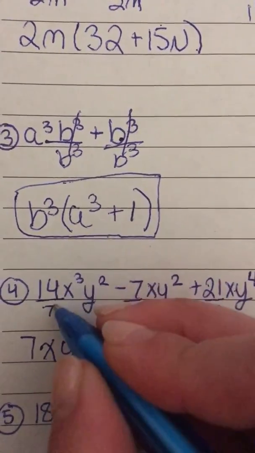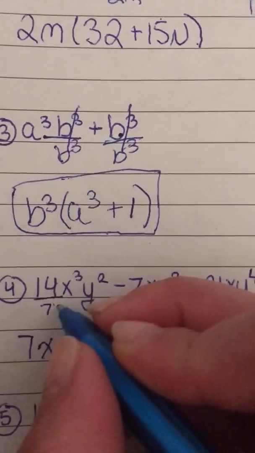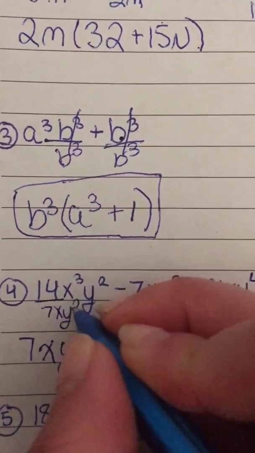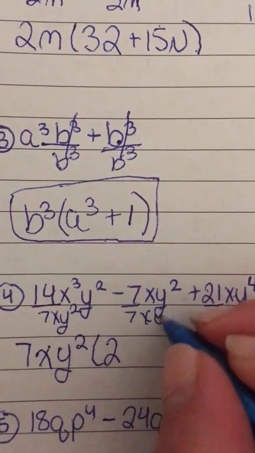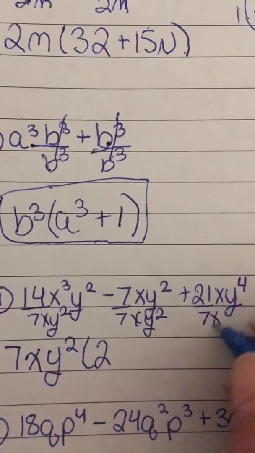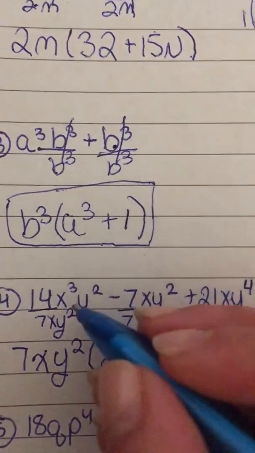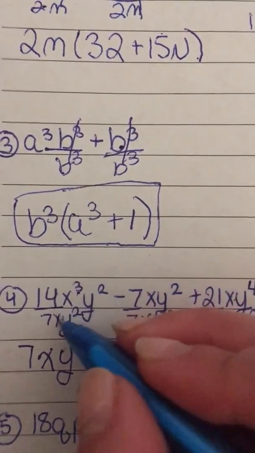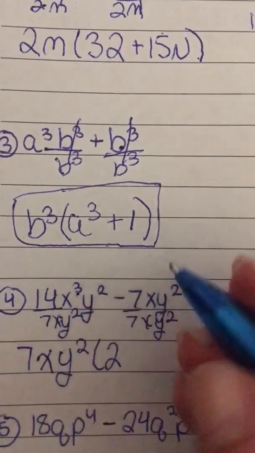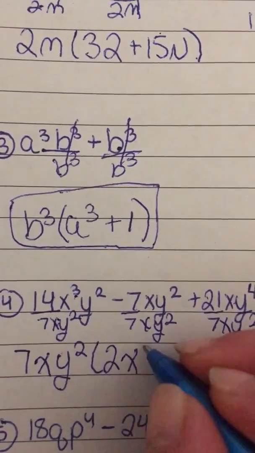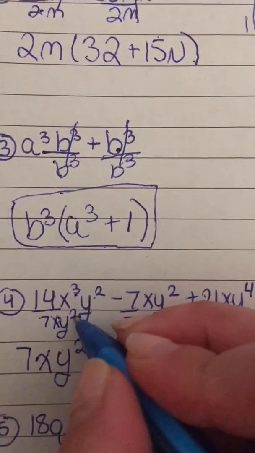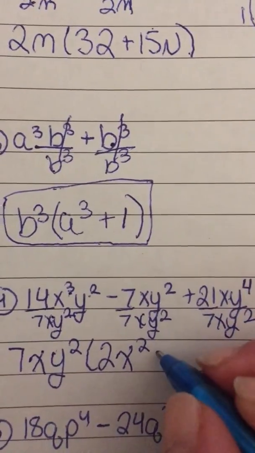Okay, 14 over 7 is 2. We're also dividing all these by xy squared. So let's put that in here so we don't forget to divide. Alright, so x cubed divided by x, you're taking away 1x, so that's going to become 1x squared. Y squared over y squared is just 1.